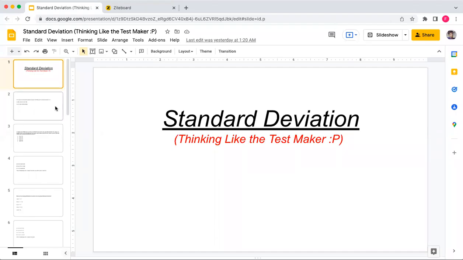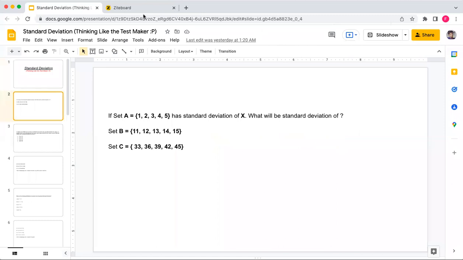Okay, so today we will just solve questions relevant to standard deviation from the concepts which we discussed in the last class. Okay, so now solve this question and try to do this quickly.